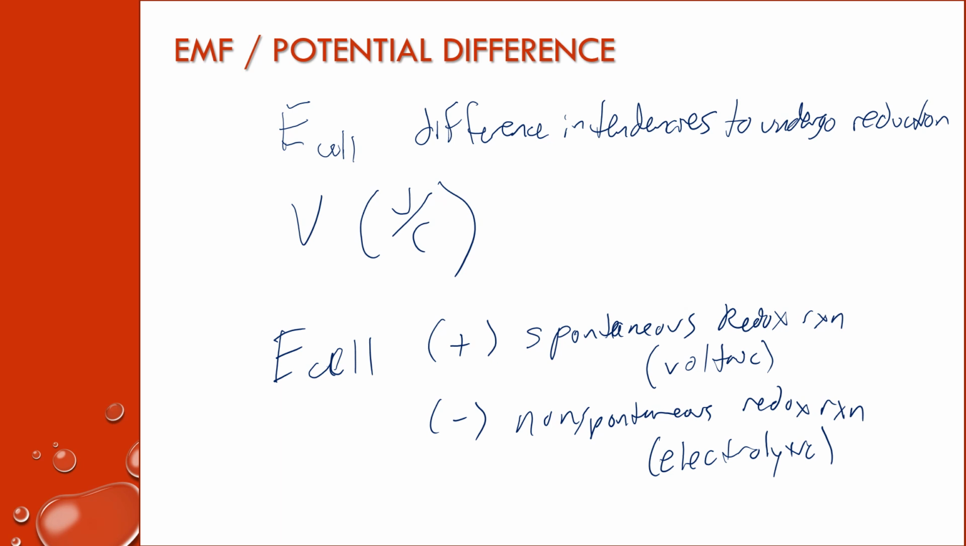And the value of E cell will be different depending on the half cells that you connect together. So like zinc with copper is going to have a different overall potential than zinc with manganese or magnesium. So you have to look at both half cells when you're putting together the overall cell.